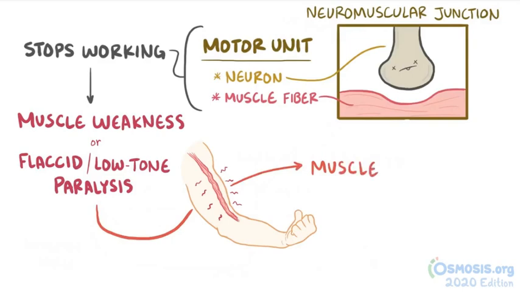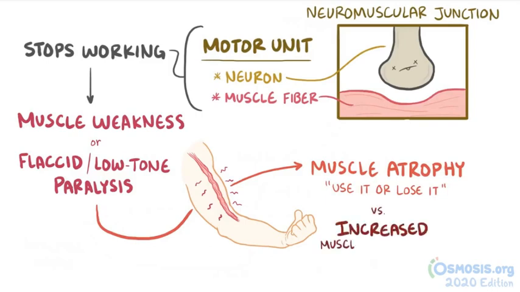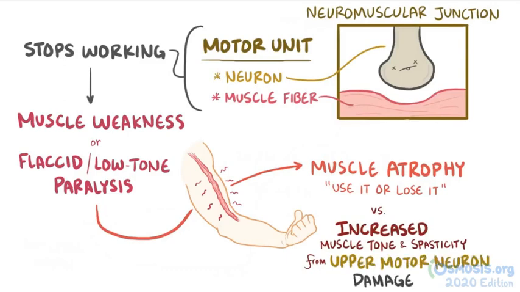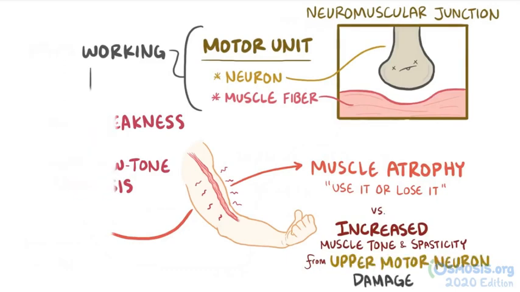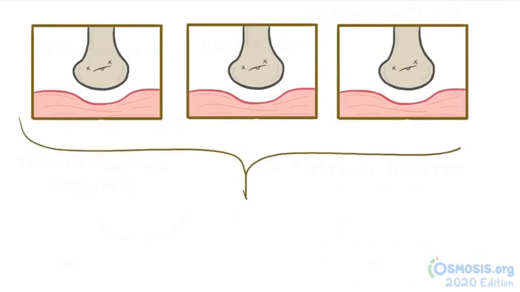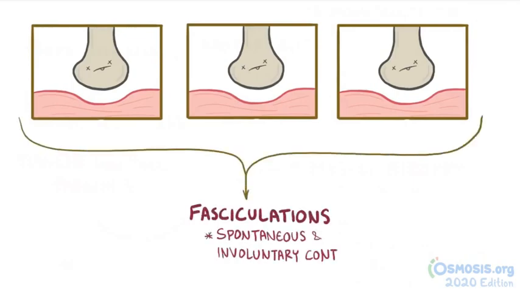This denervated muscle also atrophies over time, a classic example of use it or lose it. This contrasts with the increased muscle tone and spasticity that develops after an upper motor neuron's damaged. When a lot of these muscle fibers are affected, fasciculations can happen, which are spontaneous, involuntary muscle contractions.